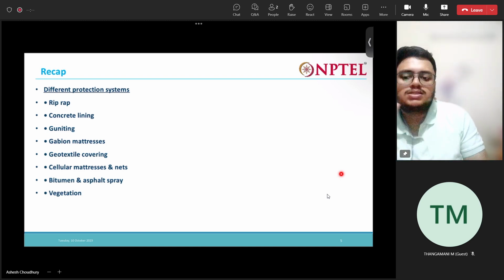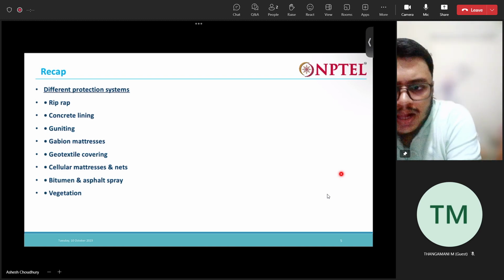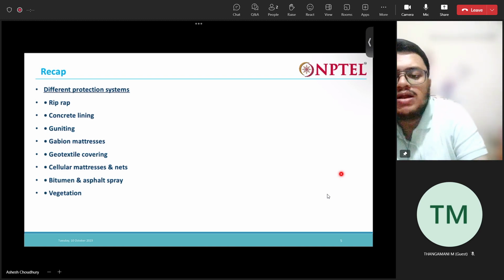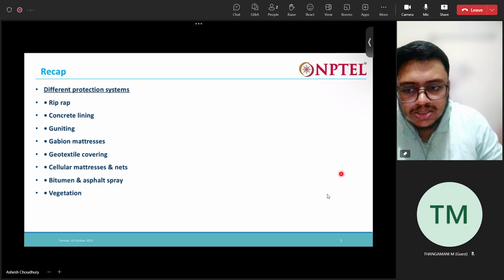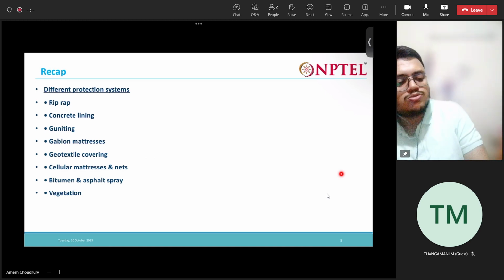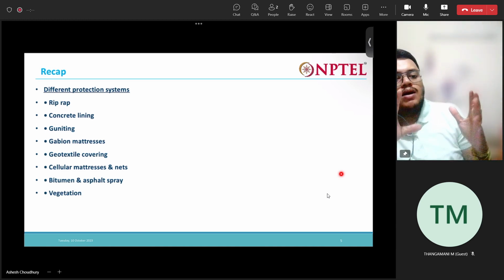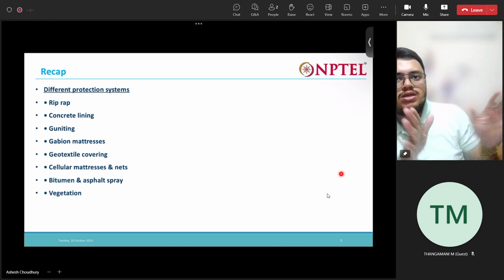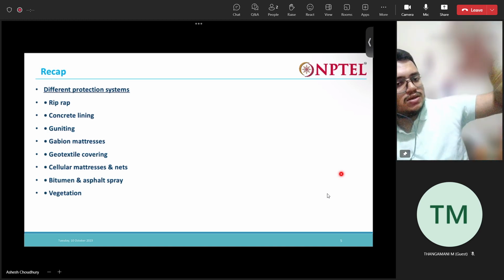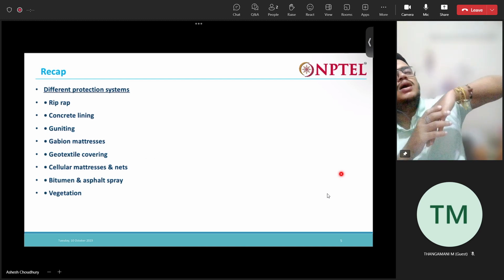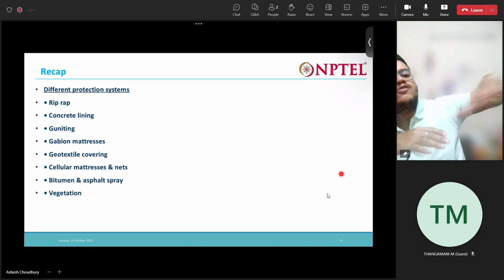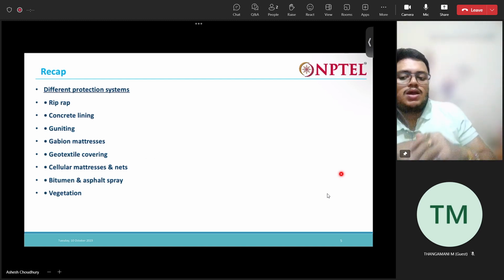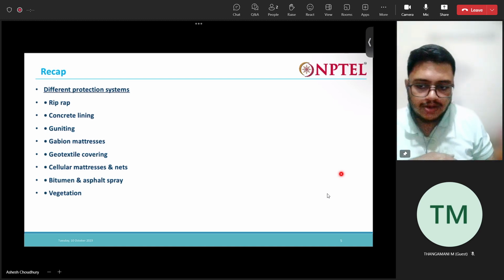Both you can use. There are some advantages and disadvantages, we will discuss that. Cellular mattresses and nets: cellular mattresses means geocell. Geocells we can place over slopes. Then bitumen and asphalt spray. If we spray bitumen, it will hold the soil in place. You can imagine, it will make a hydrophobic coating kind of thing, so that will prevent the erosion.